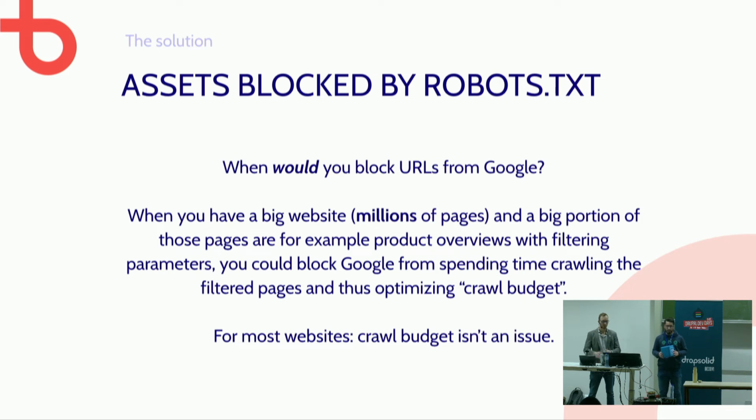Now, when would you block URLs from Google? Because robots.txt is something that exists for a reason. Well, say, for example, you have a very big website, and by big website, I mean a website with millions of pages, not hundreds or thousands, but really millions.